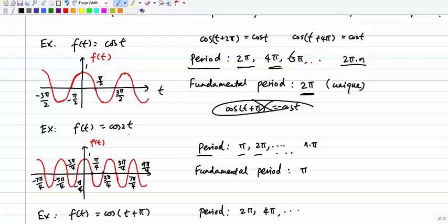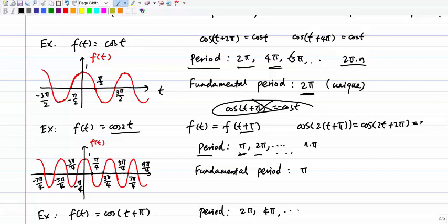The reason this is true is that, according to the definition, I have to have f(t) equal to f(t + T). Let's say I do that with cosine 2t. If I change t to t + T, the period here is pi, so pi plus pi gives us cosine of 2t plus 2 pi, which is cosine 2t. Yes, that's true. That's why it will be the same.